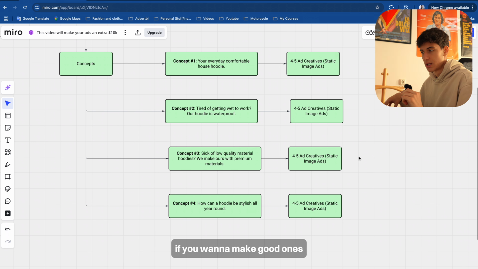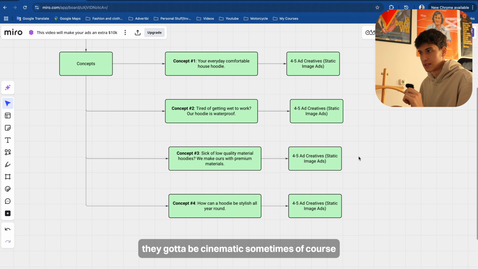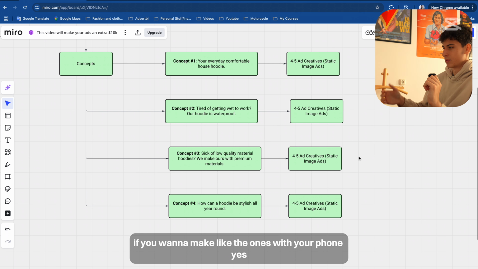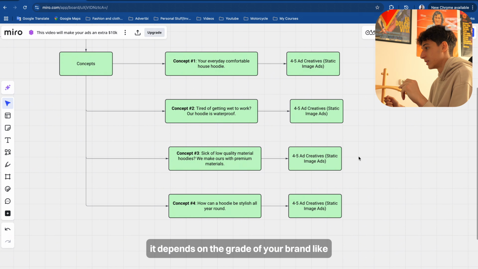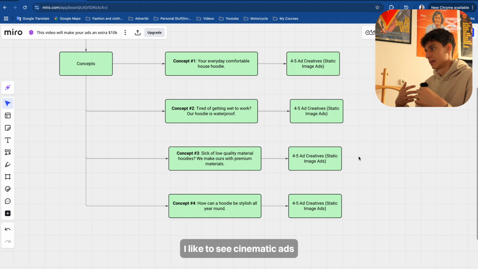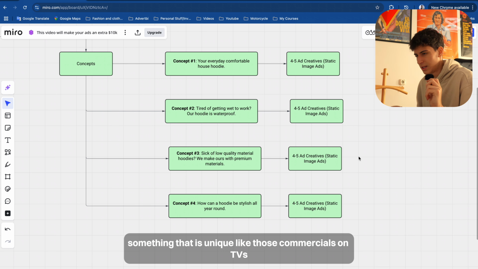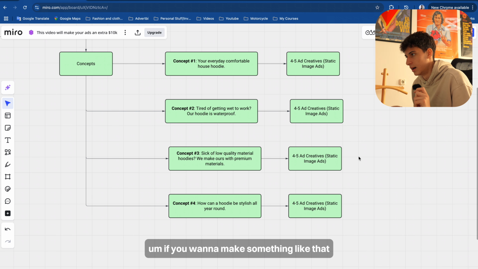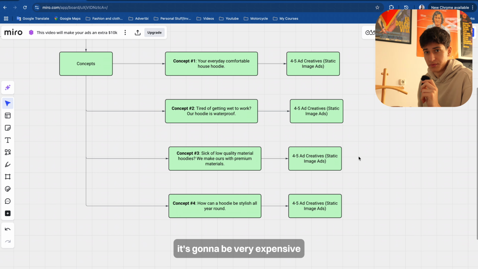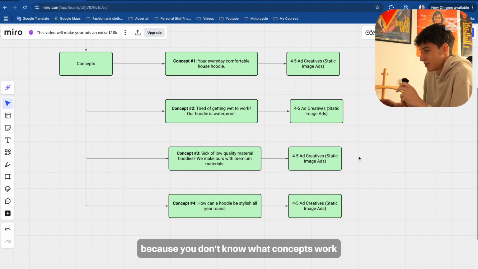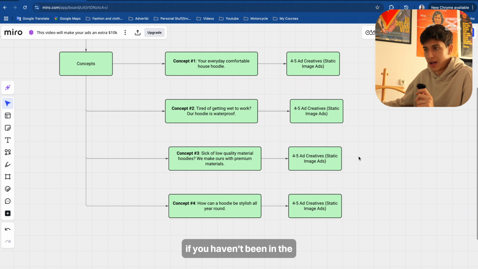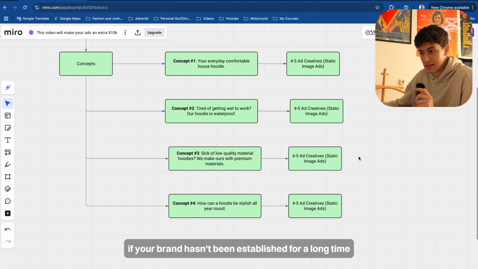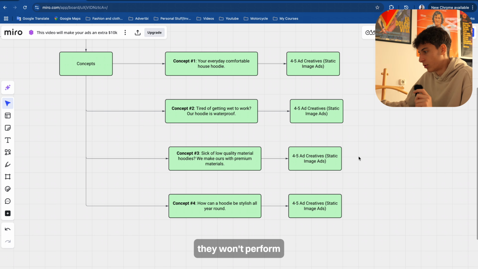If you want to make good ones, they gotta tell a story, they gotta be cinematic. Sometimes, of course, if you want to make like the ones with your phone, yes you can, and they will perform, but again, it depends on the grade of your brand. Like I like to see cinematic ads, something that tells a story, something that is unique, like those commercials on TVs. If you want to make something like that, it's gonna be very expensive, and there's no point in running them because you don't know what concepts work, you don't know what ideas work. If your brand hasn't been established for a long time, they won't perform.